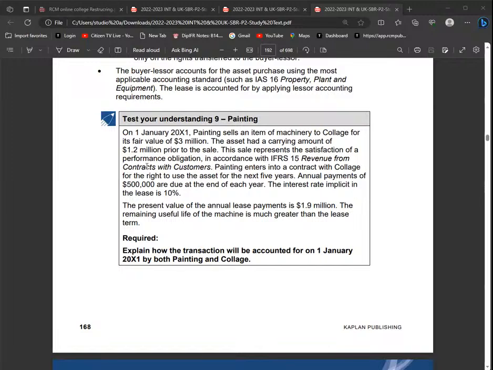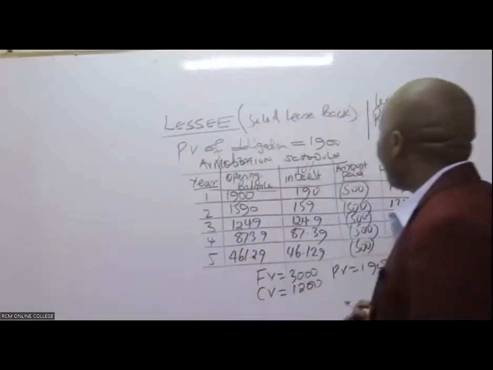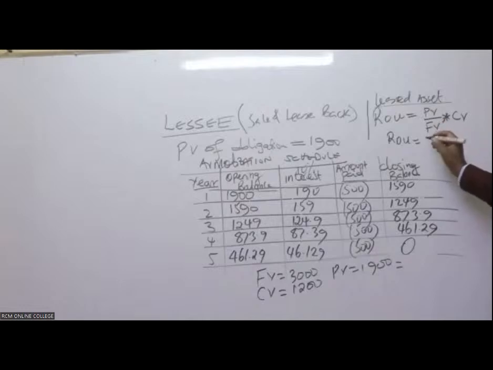And then in the last paragraph before required, they are telling us that the present value of the annual lease payment is 1,900. Given this information, I should be able to get the right of use. So the right of use will be the present value, 1,900, over fair value, 3,000, times carrying value, which is 1,200. This gives me a figure of 760.